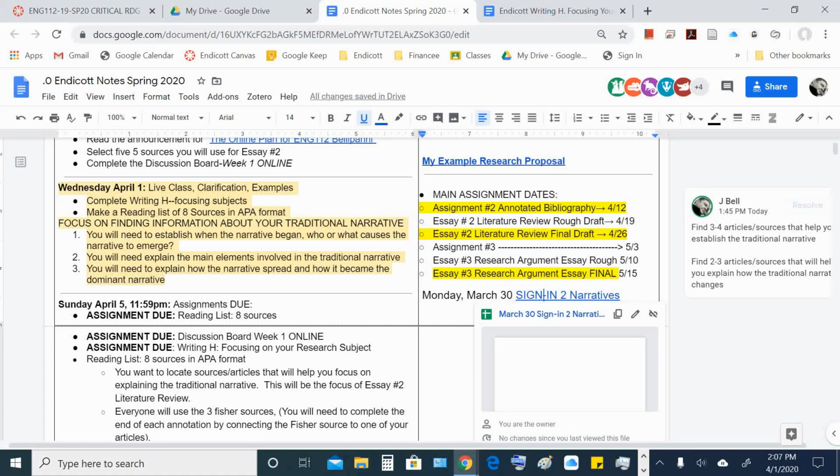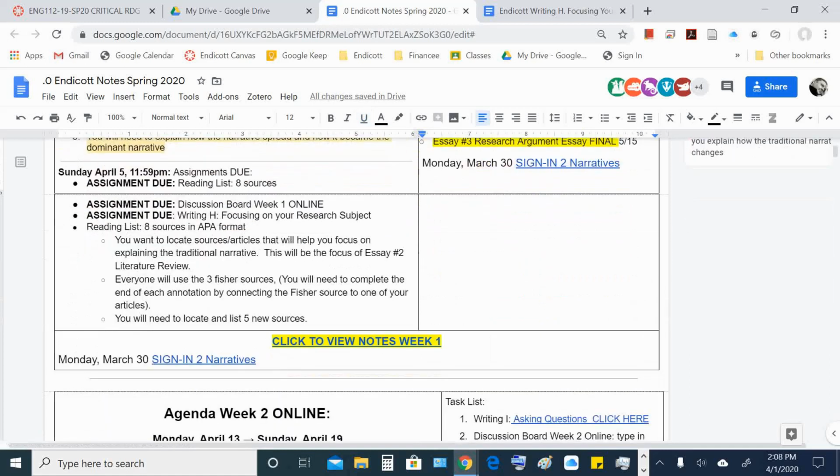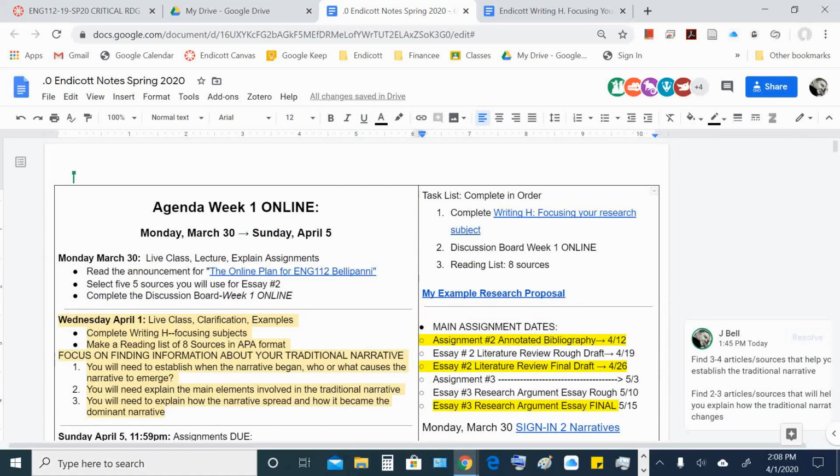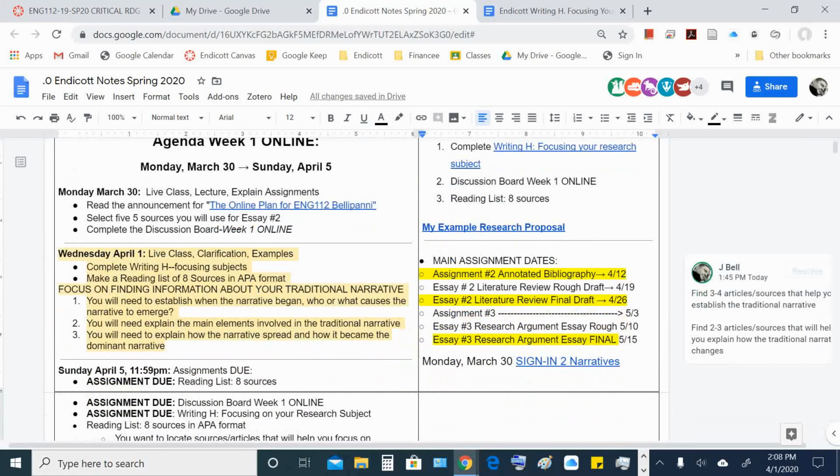And then the second essay will be using stuff that you wrote for the literature review and then adding to it. That's essentially what's happening. Everyone will use the three Fisher sources because we're going to put the narrative paradigm in there. For the literature review, it's basically going to be like, here's the traditional narrative, and when we look at it through the paradigm, here's what we see. All that means is you're changing the language to talk about character, plot, setting, stuff like that. But I wouldn't worry about that too much now.